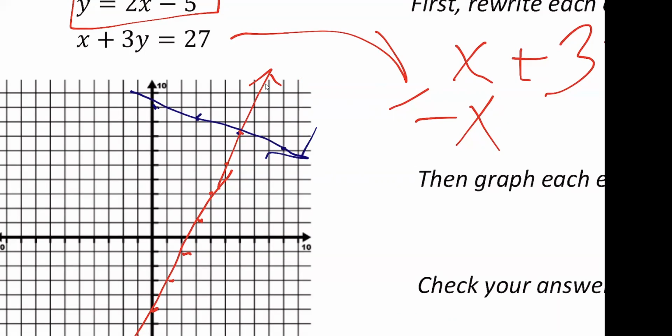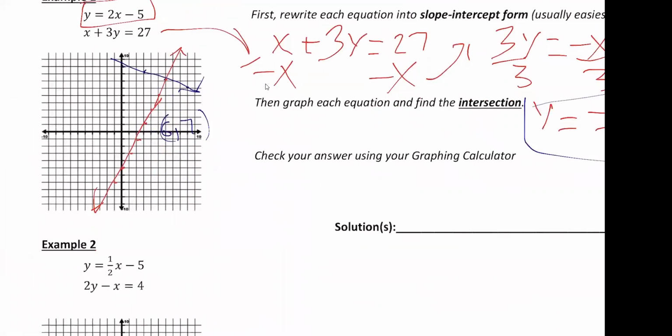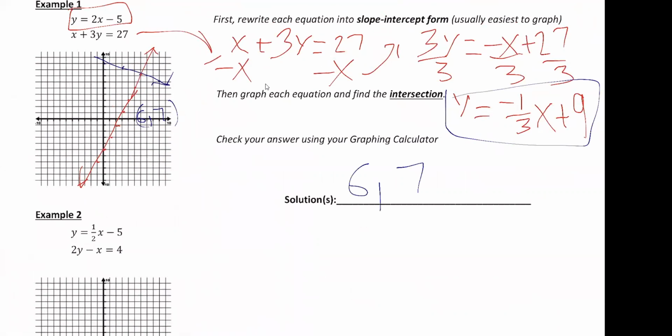But you should see it crosses at 1, 2, 3, 4, 5, 6. And it crosses up 1, 2, 3, 4, 5, 6, 7. So our answer would be at the point 6, 7. So we only have one solution because they're not the same line. You're only going to have one if they cross.